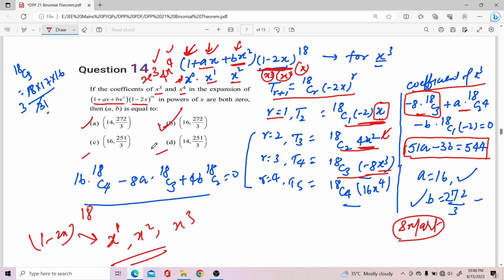Otherwise, what is the proper way? The proper way is that the way we have collected the power of x raised to 3, in the same way you collect the power of x raised to 4 and find out the coefficient, and you get another relation between a and b. And these two equations, one equation is this one and the other from this, I have already written the expression.